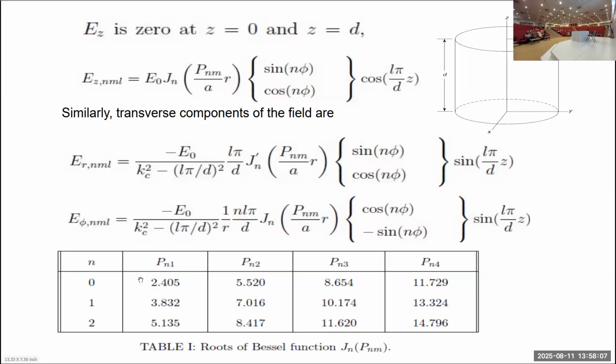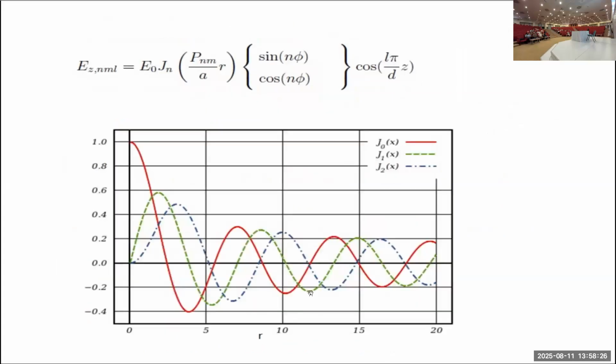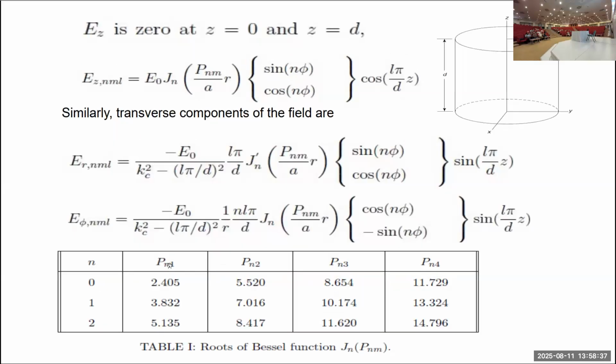Consider that you are exciting E0, 1, 0 modes inside this cavity. Then in that case, the first zero of the Bessel function is lying here, and it is 2.405. It will define the radius of the cylindrical cavity.